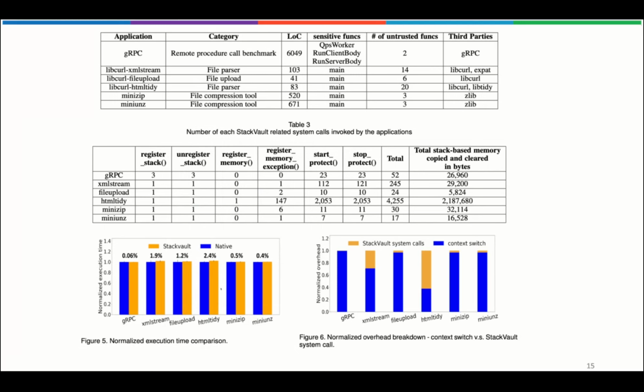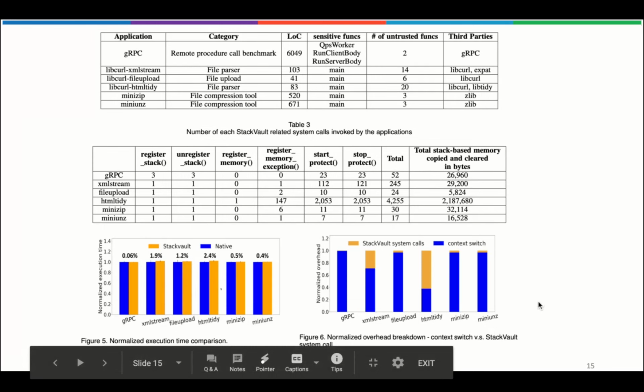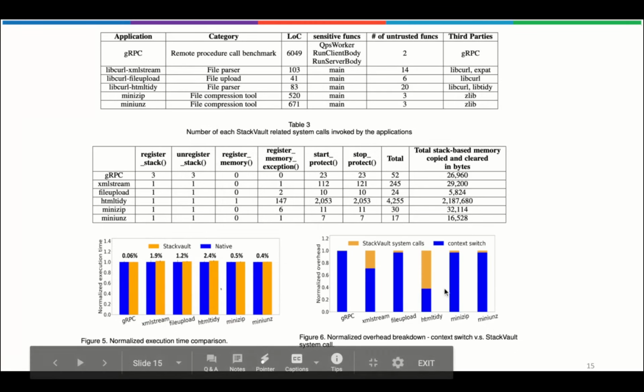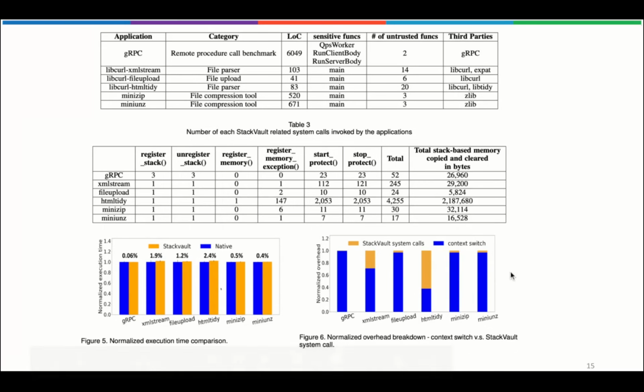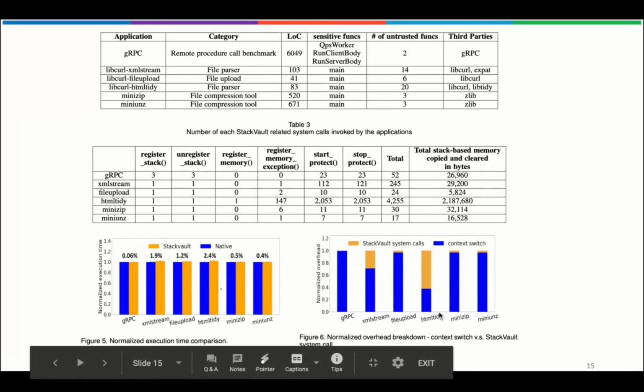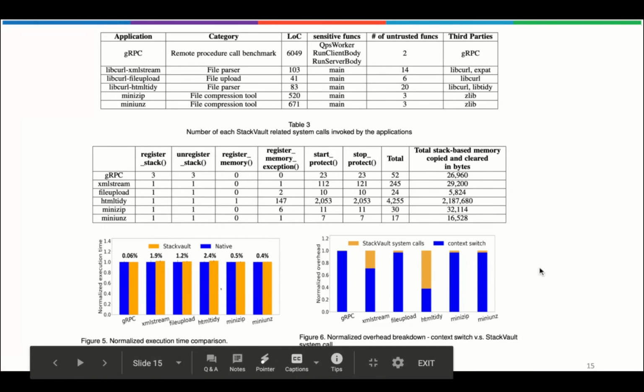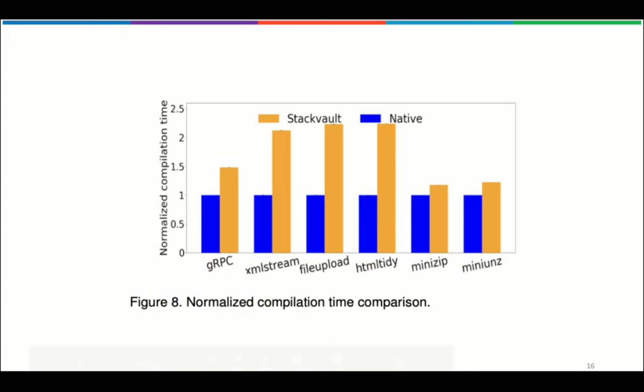Now this is extremely important for how you do server programming. Here is the normalized overhead breakdown, context switch versus StackVault system call, because every time we make a system call for StackVault, there is a context switch overhead, and that is why we also wanted to look at how they compare. StackVault system calls are the orange ones, and context switch actually takes more time. Only for HTML tidy does the StackVault system call take more time than the context switch. The paper explains them more.